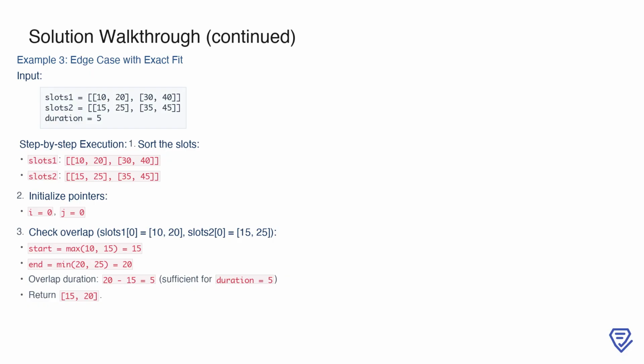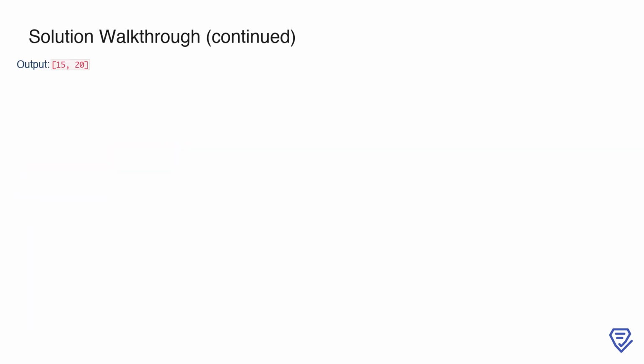The overlap starts at max(10, 15), which is 15, and ends at min(20, 25), which is 20. This gives an overlap duration of 20 minus 15, or exactly 5 minutes, which matches the required duration. Since the overlap is sufficient, we return the interval [15, 20] as the result. The output for this example is [15, 20], which is returned as the solution.